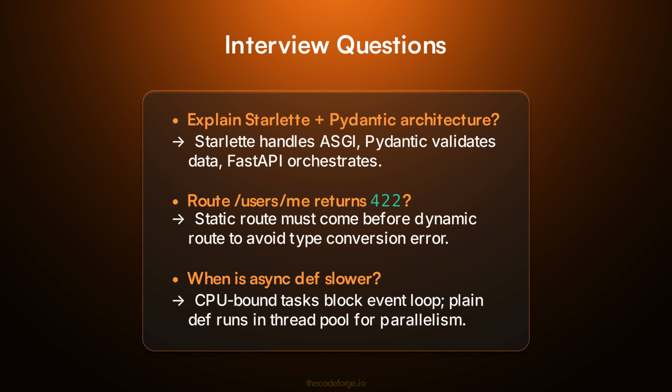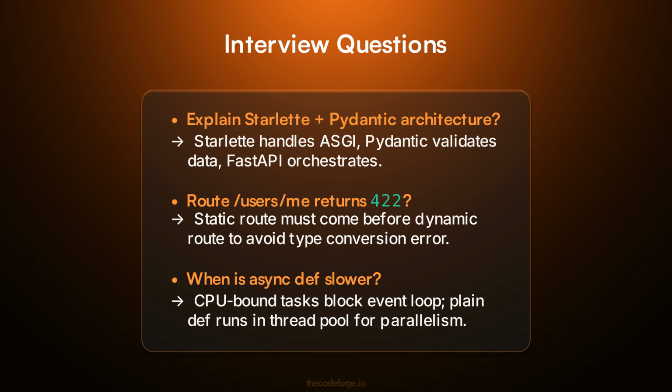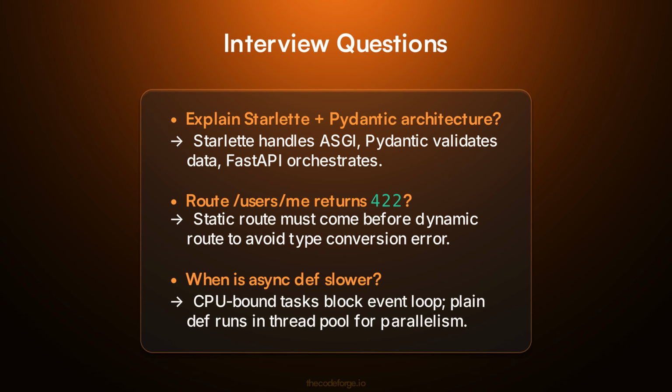Let's run through some common interview questions. Explain Starlette plus Pydantic architecture. Starlette handles ASGI, Pydantic validates data, FastAPI orchestrates. /users/me returns 422. Static route must come before dynamic route to avoid type conversion error. When is async def slower? CPU-bound tasks block the event loop. Plain def runs in a thread pool for parallelism.